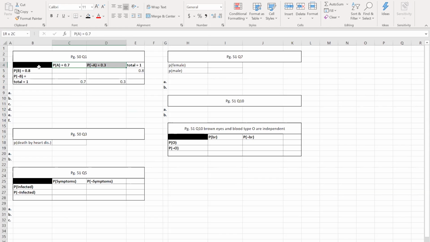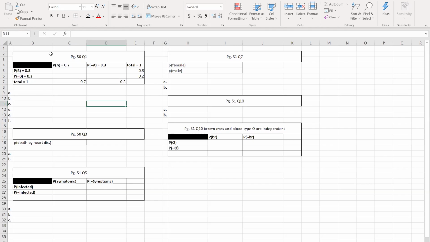And it's kind of redundant to have them up here, but I'm including them because it makes it a little bit easier, I guess. So same thing for B. We have 0.8. That means the probability of not B is 0.2. And I put that over here. Great. So now we have the probability of A, not A, B, and not B.